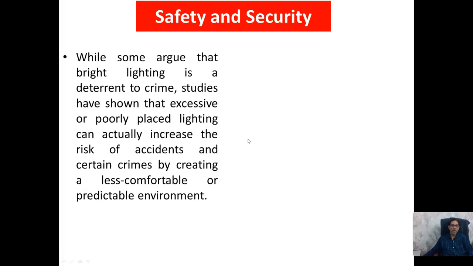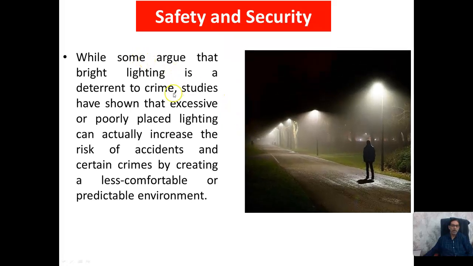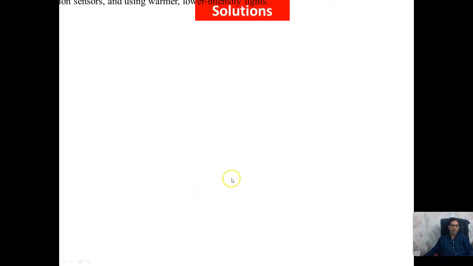Then we also need to consider some safety and security concerns. While some argue that bright lighting is a deterrent to crime, studies have shown that excessive or poorly placed lighting can actually increase the risk of accidents and certain crimes by creating a less comfortable or predictable environment. So this is all about the impacts.